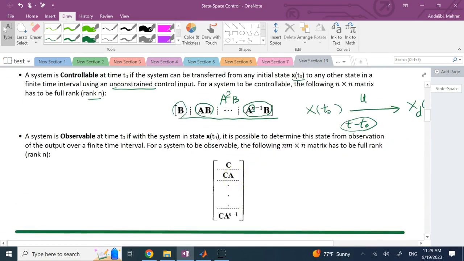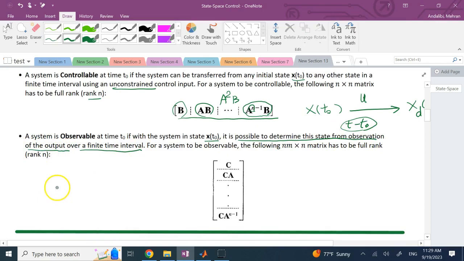Okay, finally, observability. What does observability mean? Observability of a system at time t0 is if it's possible to determine the state of the system at that point, which is x at t0, by measuring the output or outputs over a finite time interval.